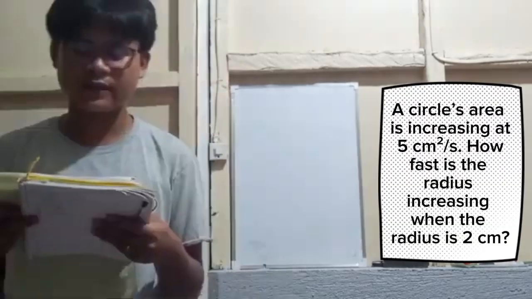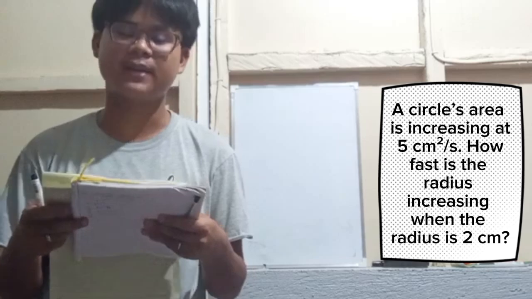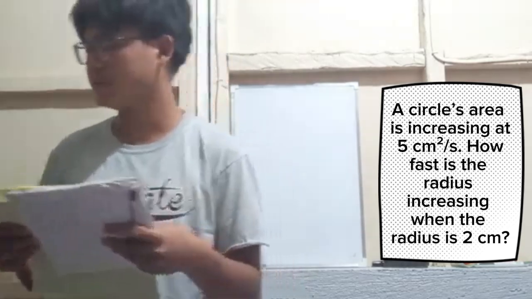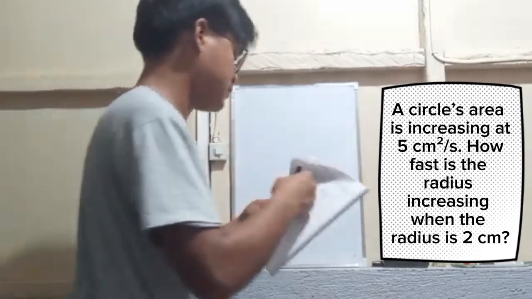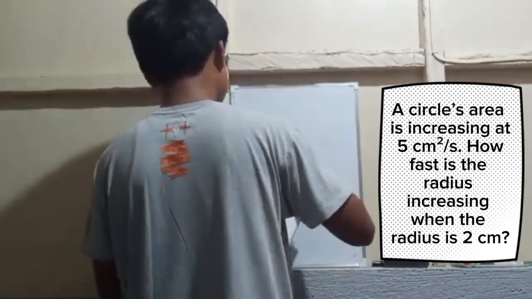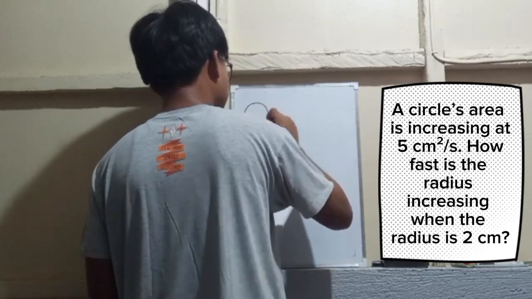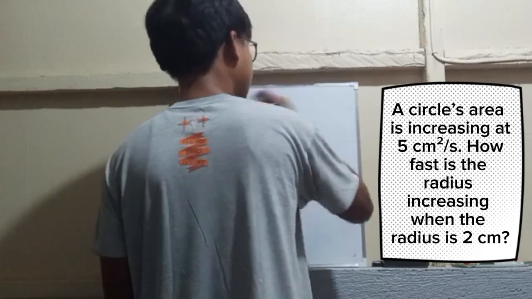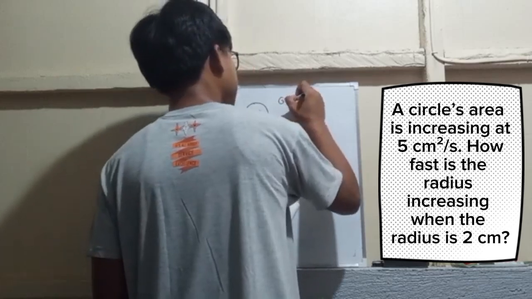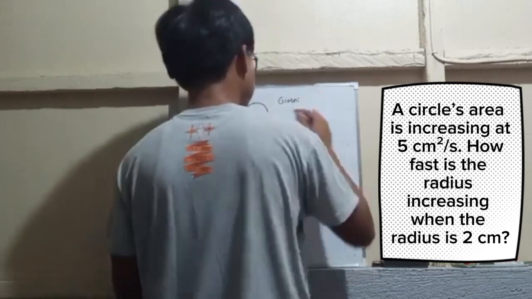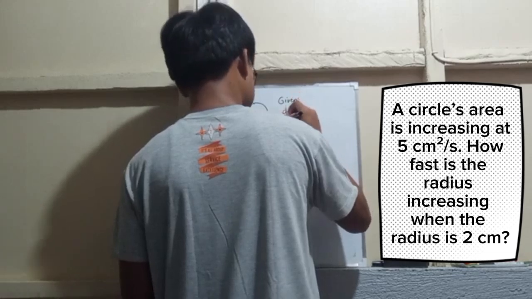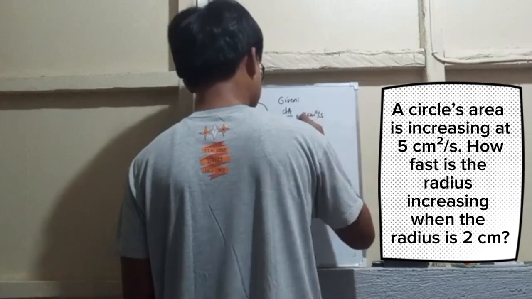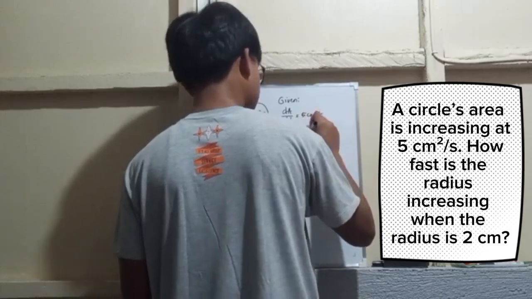A circle's area is increasing at 5 centimeters squared per second. How fast is the radius increasing when the radius is 2 centimeters? So first, we'll draw the problem. We'll be drawing a circle that has a radius of 2 centimeters. Then we'll identify the given in the problem. We have the rate of the area as 5 centimeters squared per second and a radius of 2 centimeters.